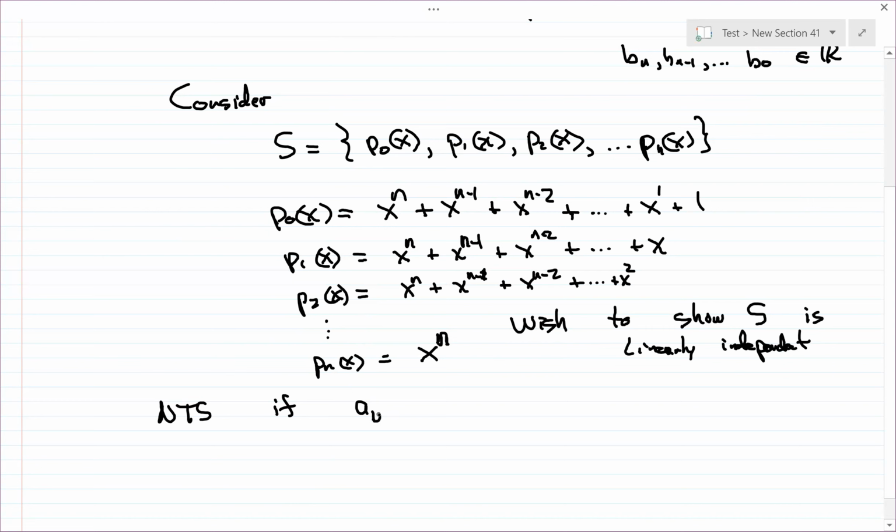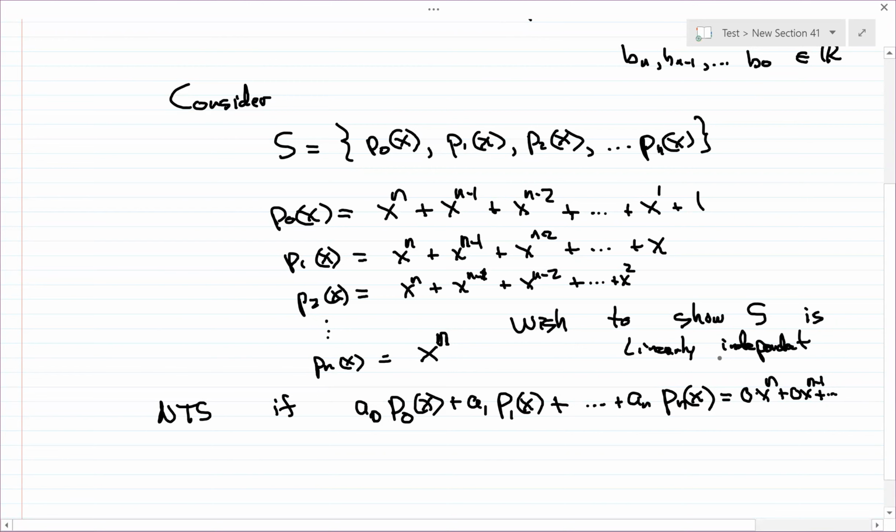So if you have coefficients A0 times P0 of x plus A1 times P1 of x, all the way to the last one, which would be n, so that'd be An times Pn of x. If this is the 0 polynomial, now how does the 0 polynomial look? It looks like 0 times x to the n plus 0 times x to the n minus 1, all the way down to all the coefficients are 0. So the constant one would also be 0.